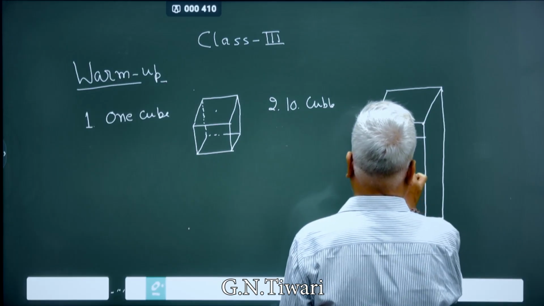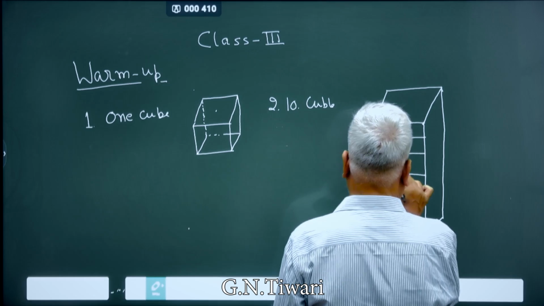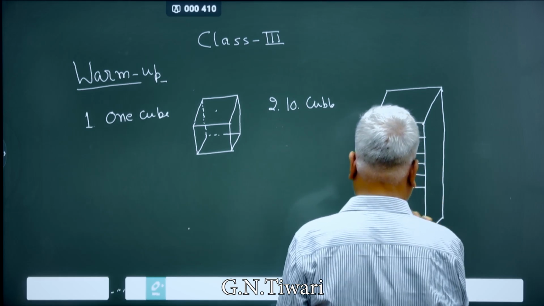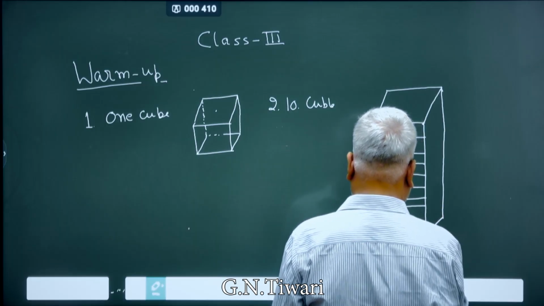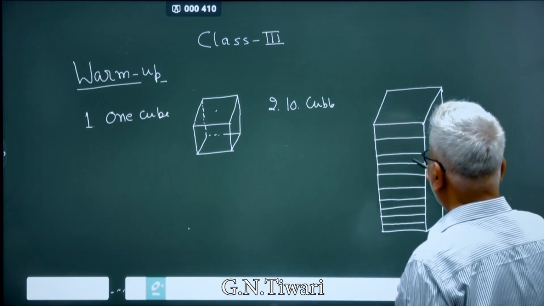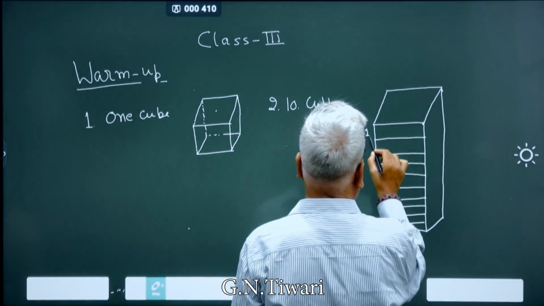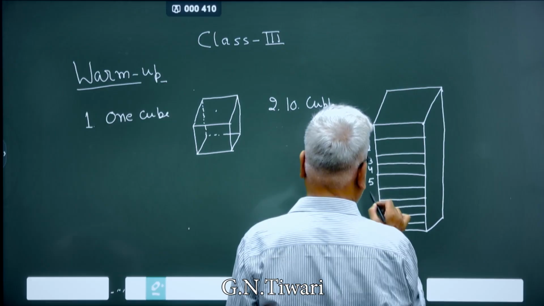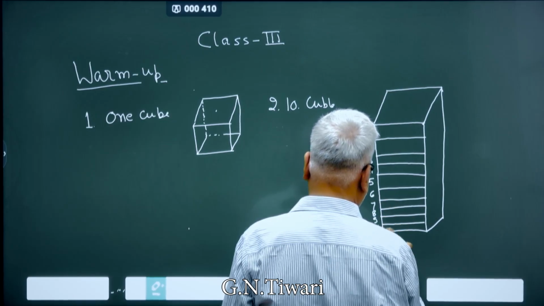1, 2, 3. 1, 2, 3, 4, 5, 6, 7, 8, 9. Just see, 1, 2, 3, 4, 5, 6, 7, 8, 9, 10. You write 1, 2, 3, 4, 5, 6, 7, 8, 9, 10.